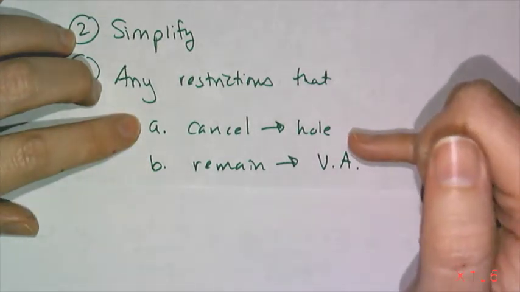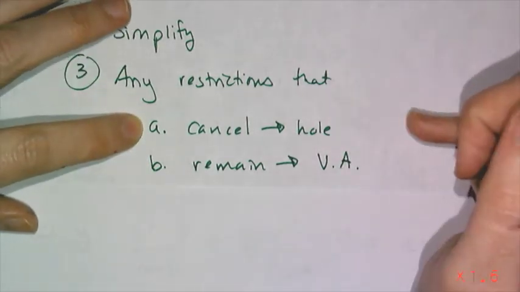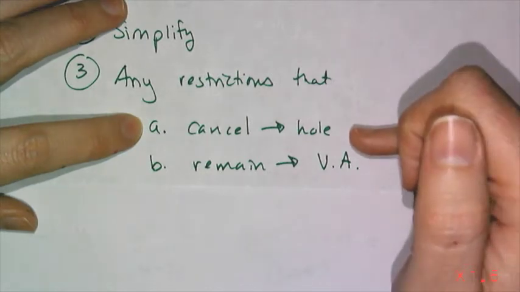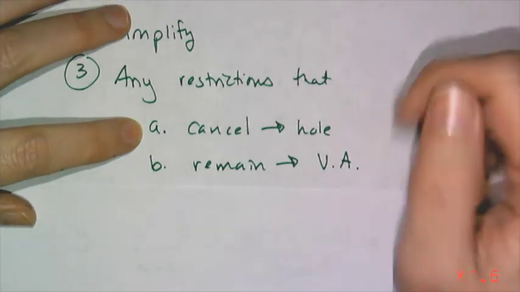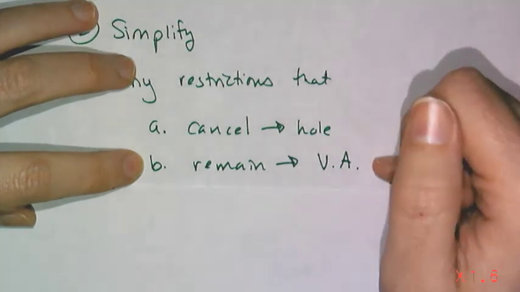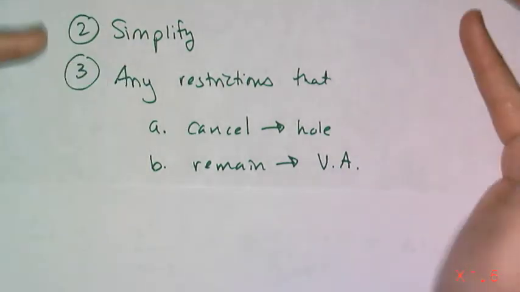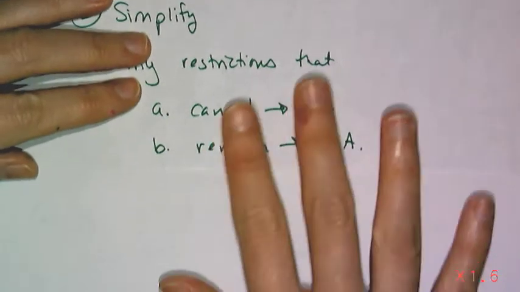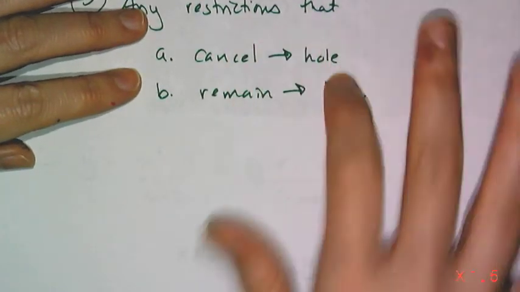Now, if the restriction completely cancels out and is eliminated, then what you have in your graph is a little hole at that little point. But if any of the restrictions remain after simplification, that's when you get your vertical asymptote. So we're going to look at two examples, one where it cancels and one where it doesn't.